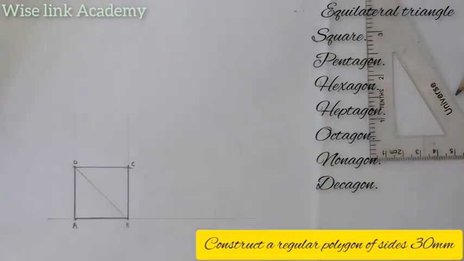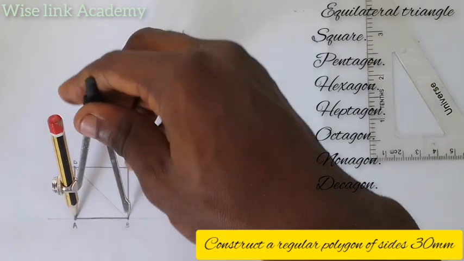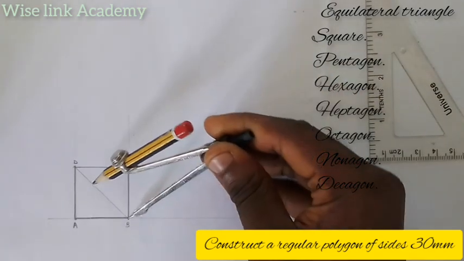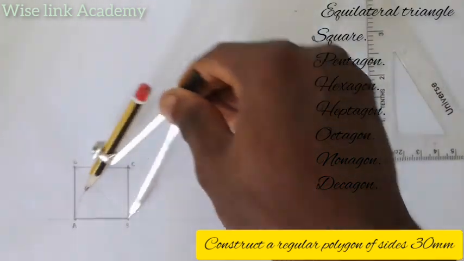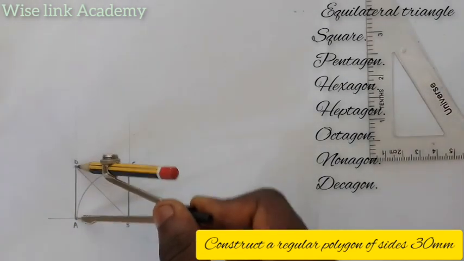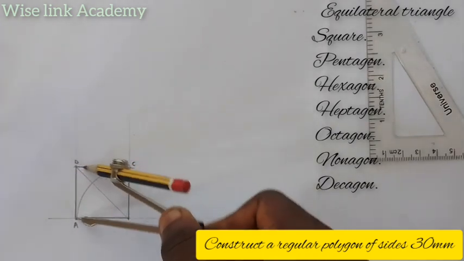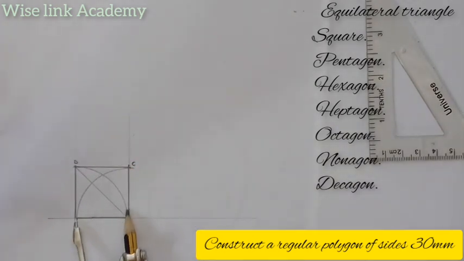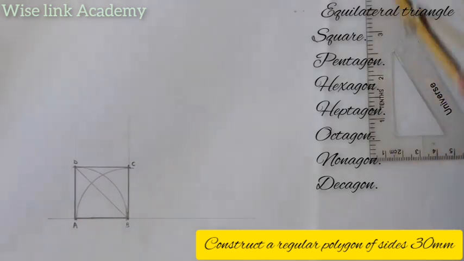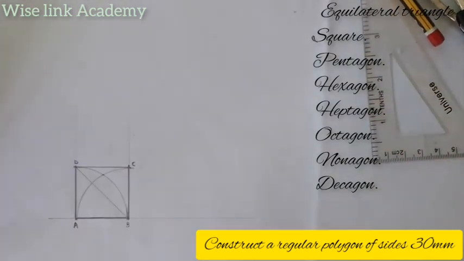If I move on, simply take the distance of AB this way. Now put your pin at point B and strike an arc this way to C. Simply come to point A, the same thing, and strike an arc to point B this way. Where they meet at this point, I call it point 6.